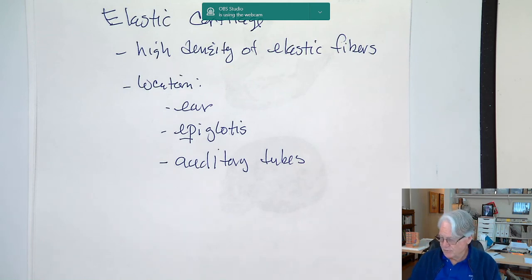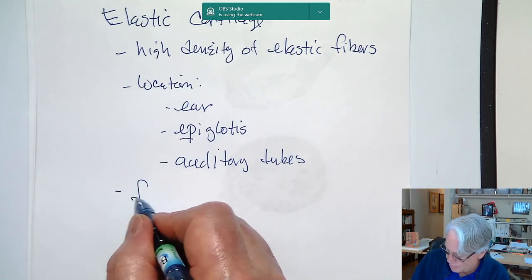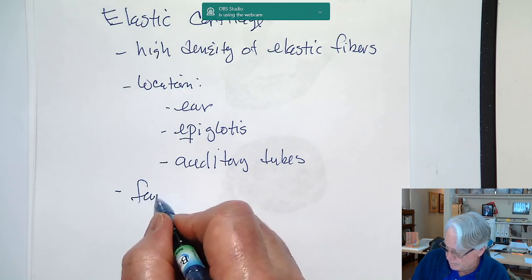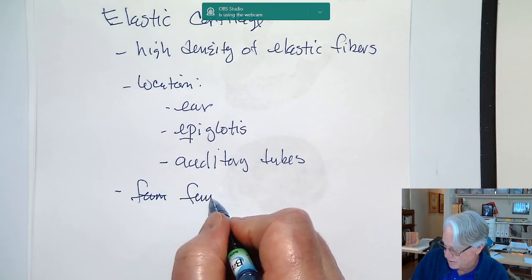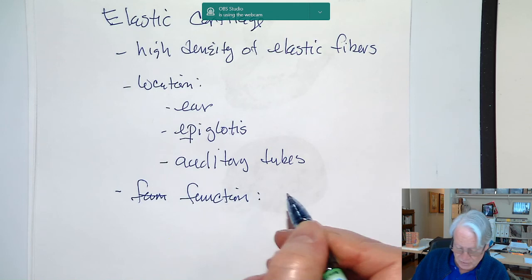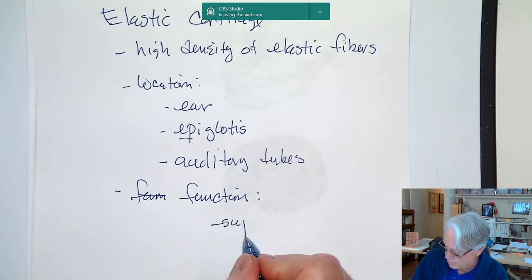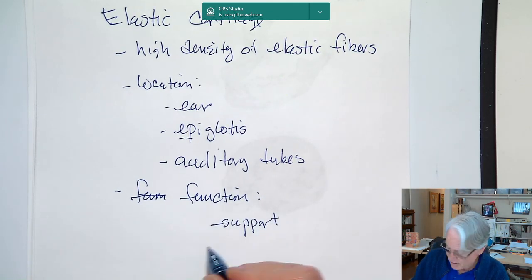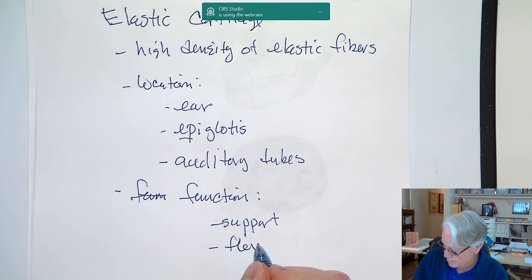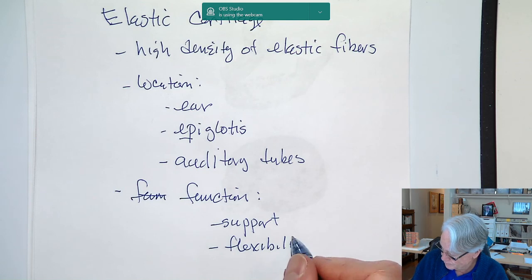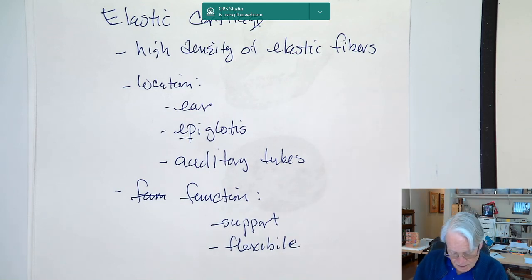I do. Anyway, location: ear, epiglottis, auditory tubes. What is the function? I'm tired. Function is support and flexibility.